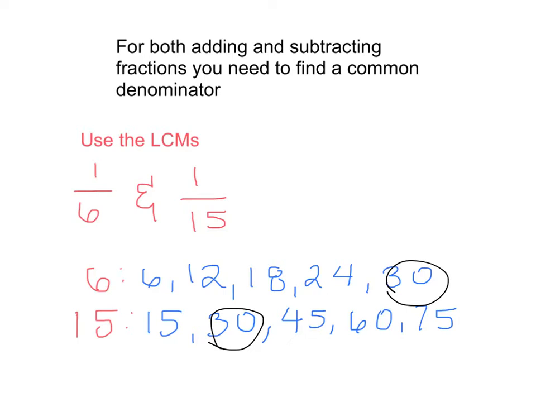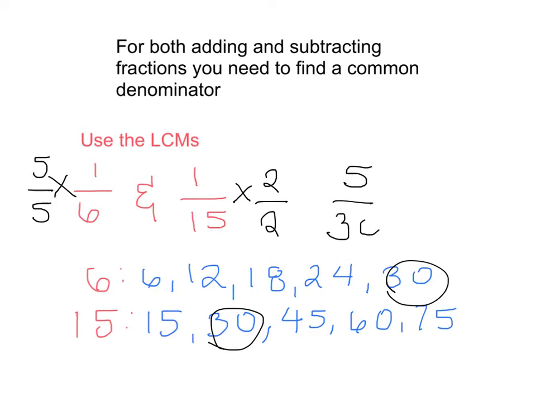So to get 6 over a denominator of 30, we're going to multiply by 5 to both the numerator and the denominator. To have 15 become over 30, we're going to multiply the numerator and the denominator by 2. So 1 times 5 is 5 over 30 for that 1/6 fraction. For the 1/15 fraction, we would then have 2 over 30.